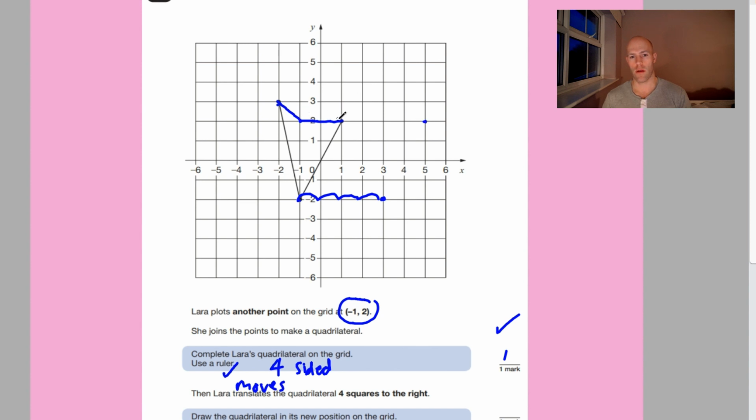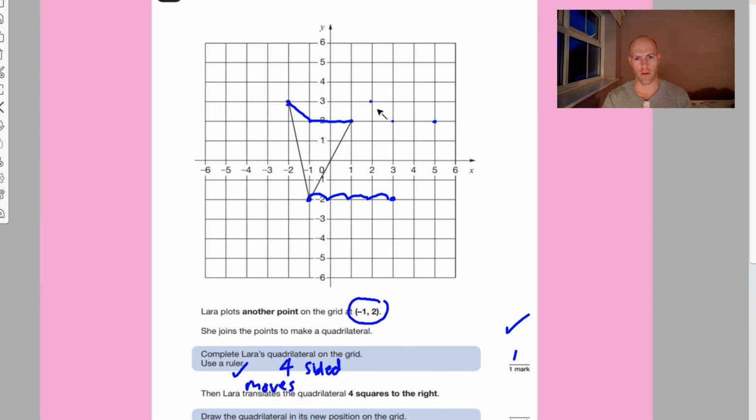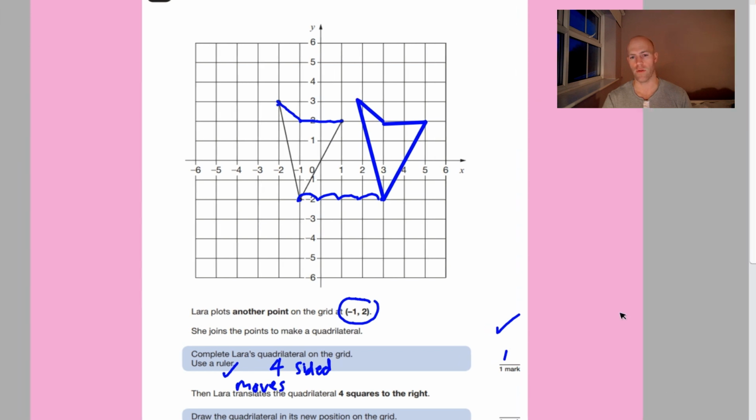Middle one here, 1, 2, 3, 4. And then top left, 1, 2, 3, 4. See if I can use an actual ruler line, because that might look just a little bit neater. So draw that up to there, draw that up to there. Trying not to get yourself too mixed up with your jumps, but there's our shape translated 4 squares to the right.